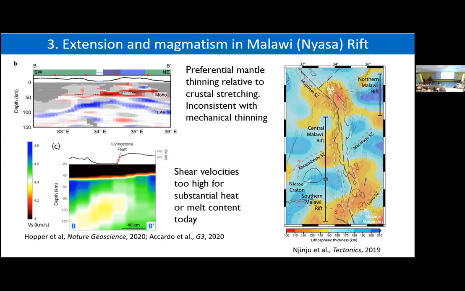And that result is consistent with work on gravity data showing changes in lithospheric thickness, where you can see this higher degree of thinning in the north. But if we look at seismic velocities, they show us that we have a little bit lower velocities below the rift, possibly telling us about a little bit of thermal perturbation or lithospheric thinning, but they don't allow for massive amounts of magmatism today.